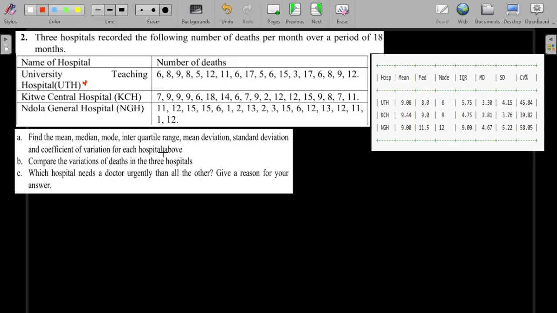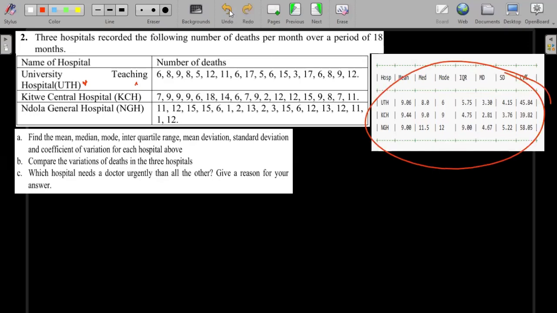What we are going to do here is calculate all these for one hospital, so I will have shown you how to do it, and then for the other ones you can do it on your own. I've already done them and found the answers, so these are the answers that we're expected to find. For UTH, we should find the mean this, the median that, the mode that, and the rest. I'm going to show you how to find all these using the data for the UTH. For KCH and NGH, you can do it on your own, but you should find the answers that I've put there.